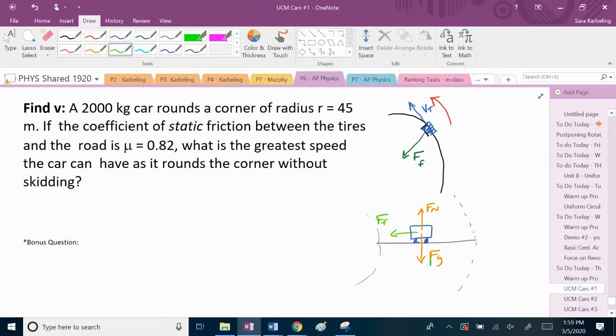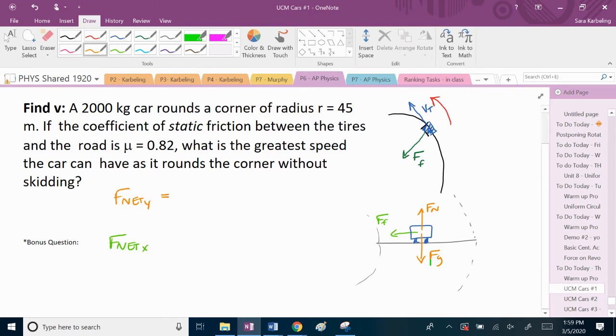Okay? How are we doing? Whenever you're doing these uniform circular motion problems, you've got to figure out what the forces acting are, because if you don't know that, you really can't solve the question. Once you've got a free body diagram, then it's pretty easy to write your F-net equations. So we can write F-net in the y direction. We can write F-net in the x direction.